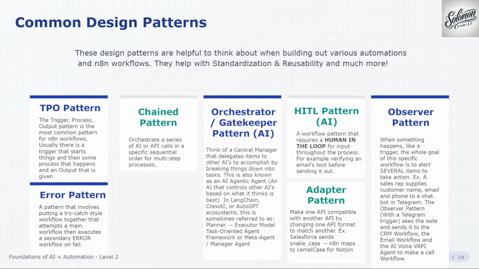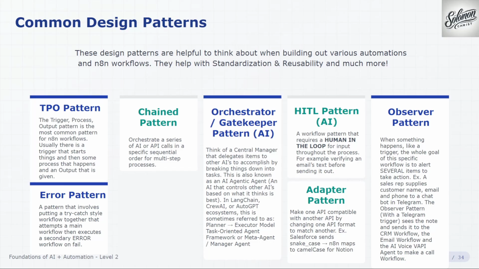There are many other patterns available and more that will be developed over time as the AI industry is constantly growing and changing. But we're going to bring some of the patterns that we see in the software world, as well as what we've already seen in the automation world, coming together inside of the entire AI ecosystem. So we're going to go over that right now. So you could think of these design patterns whenever you're building out various automations and n8n workflows. They help with standardization and reusability, and so much more.